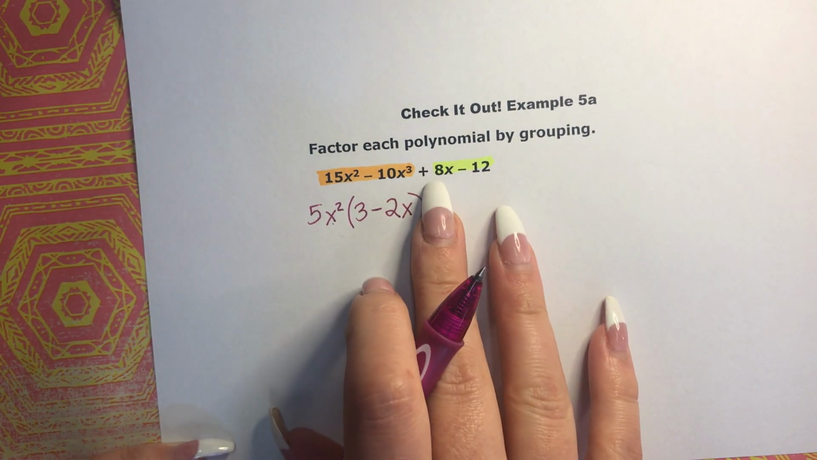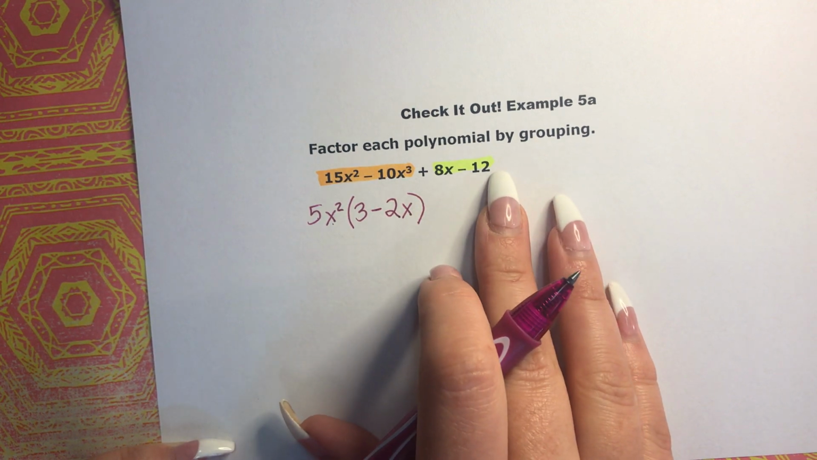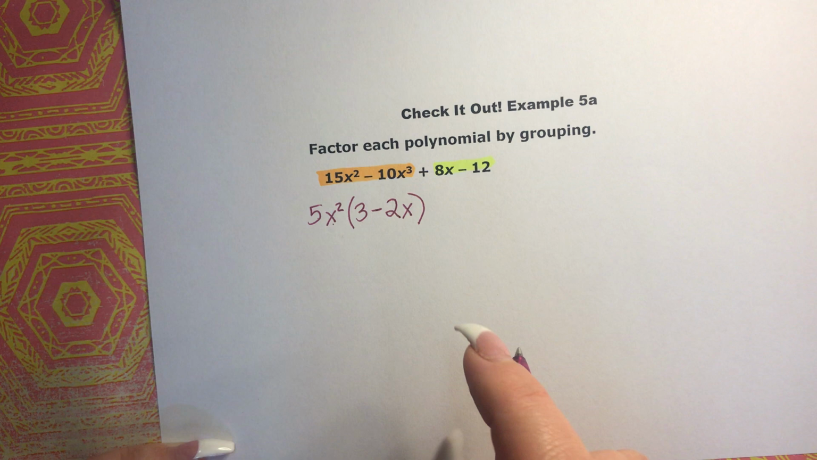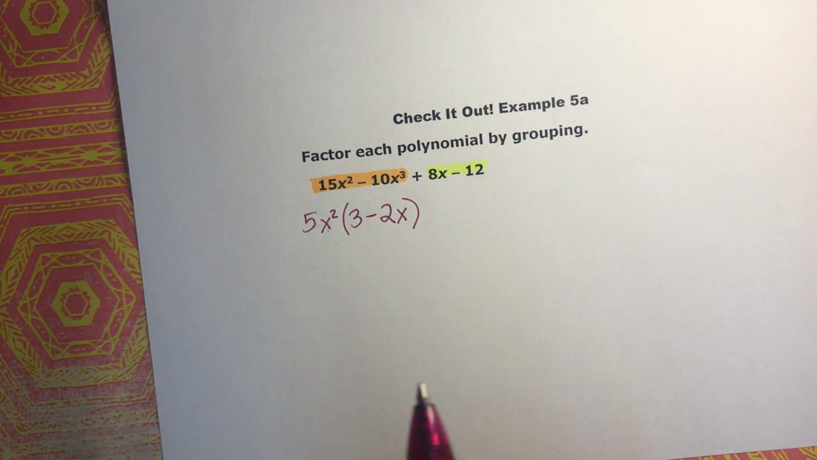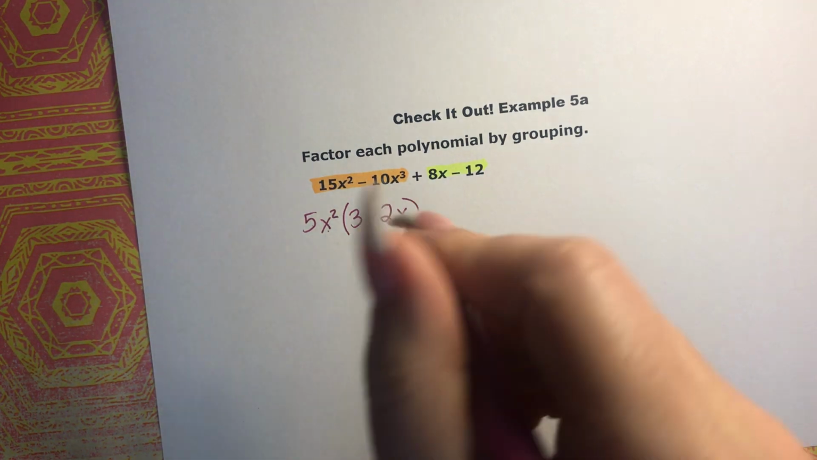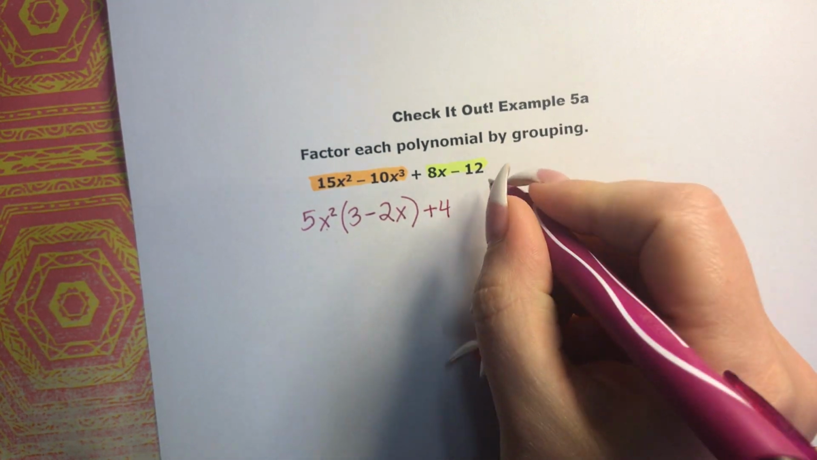Now we're going to move here. We're going to look at the numbers, and then the letters, but there's no letter over here, so we're just going to factor out numbers that are the greatest common factor between 8 and 12. What is that? What do you think? If you're thinking 4, you would be correct. So we're going to write plus 4.